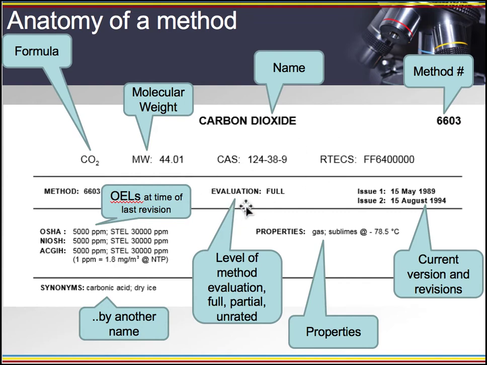This is also another important feature of the method: the evaluation method. That's how confident NIOSH is that the lab, when following this method, can accurately analyze your results, assuming that you followed the method accurately as well. There's full evaluation, which means it's been completely evaluated, partial, and unrelated. A full method is preferred over the other two, but as chemicals and methods change, you may use a method that hasn't been fully vetted yet. You can also see the chemical properties listed on the top end of our analytical method.